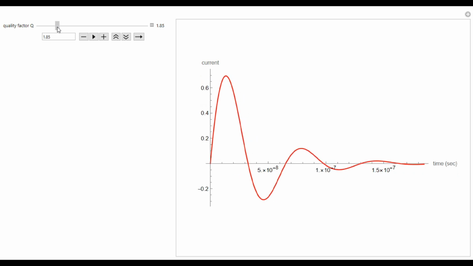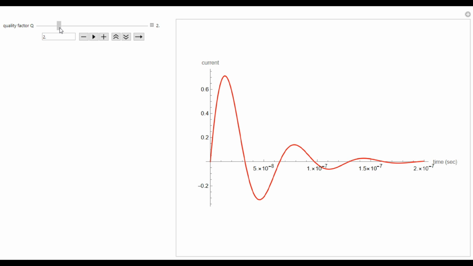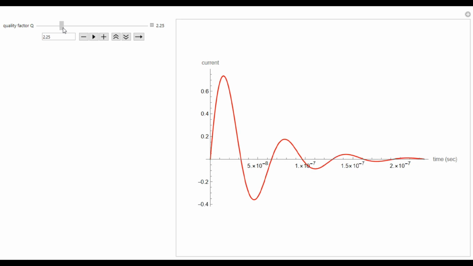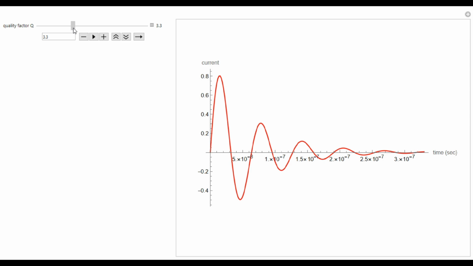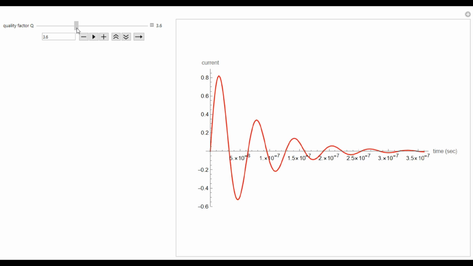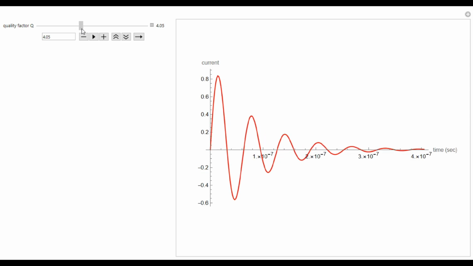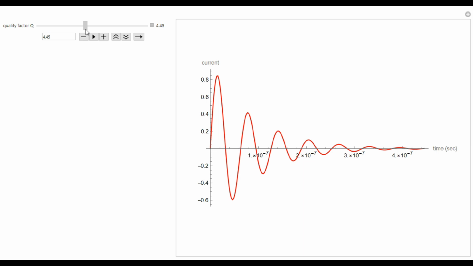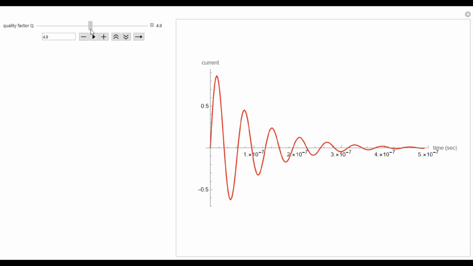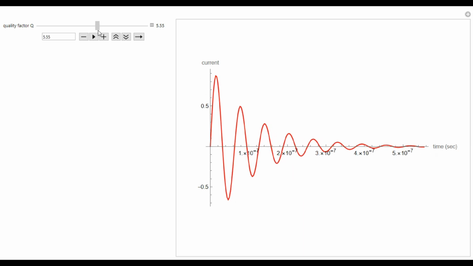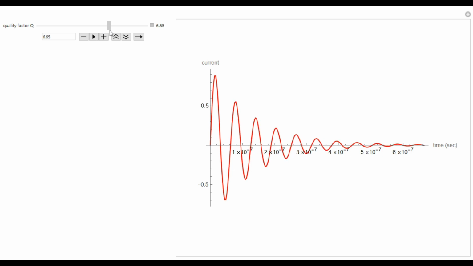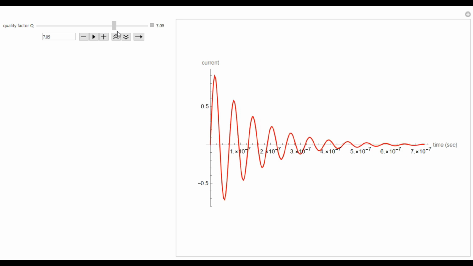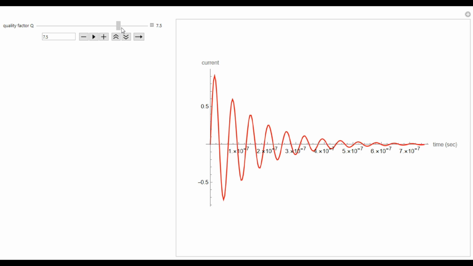There are three possible behaviors based on the value of Q. 1. Overdamping, Q less than 1/2. The circuit doesn't oscillate, and the current decays slowly to 0. 2. Critical damping, Q equals 1/2. The circuit doesn't oscillate, but the current decays to 0 as quickly as possible. 3. Underdamping, Q greater than 1/2. The circuit oscillates, but the oscillations gradually die out over time. Let's explore each of these behaviors in detail.